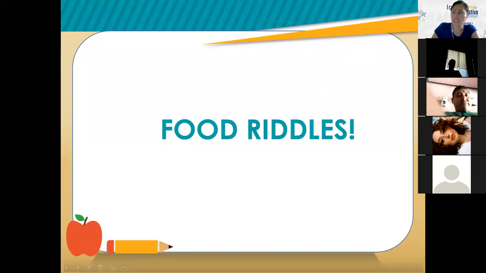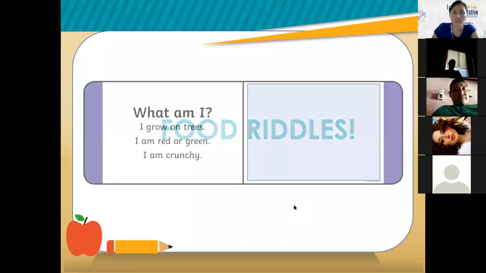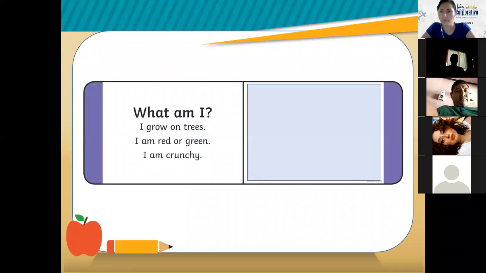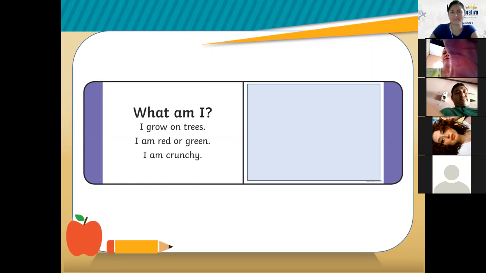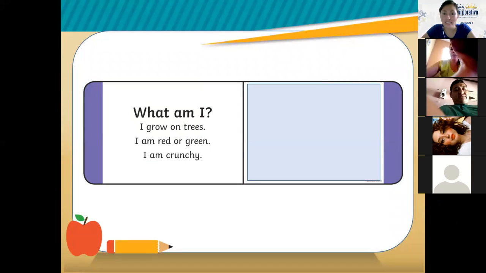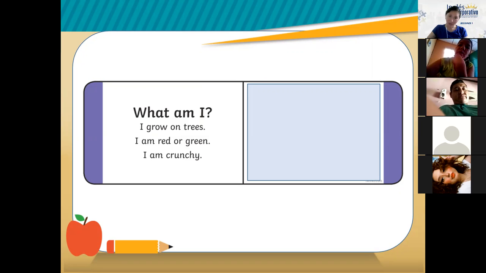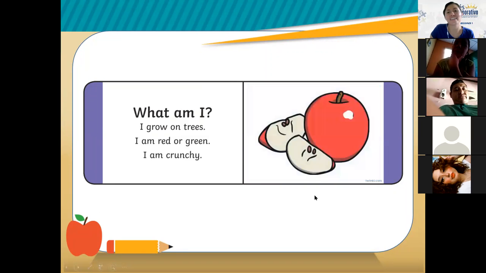Right? Now, let's go ahead and continue. Okay, it says, what am I? ¿Qué soy? I grow on trees. I am red or green. I am crunchy. What do you think? What am I? I grow on trees. I am red or green. And I am crunchy. Apple? Veamos si es cierto. Right, it's apple, right?